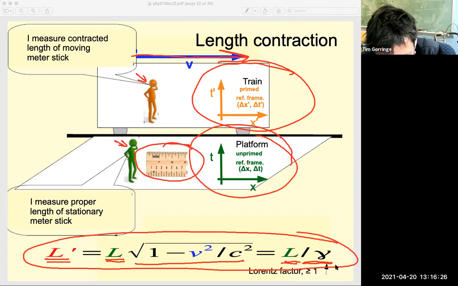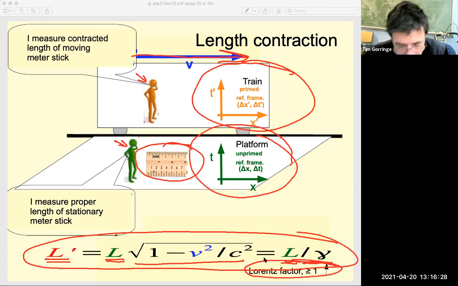And remember that Lorentz factor, well, if the train was at rest in the station, then that Lorentz factor would be 1, and they'd agree on the proper length. But if that train is moving, then that length shrinks because the Lorentz factor grows beyond 1. And the faster the train moves, the more the length of the meter stick on the platform shrinks. And that's length contraction. So this is length contraction.